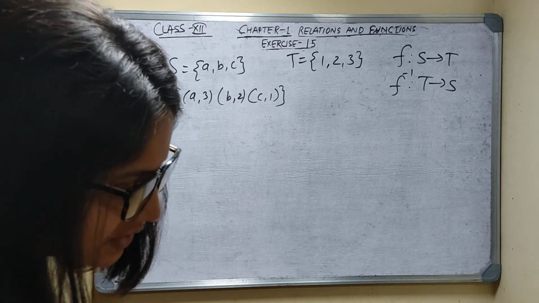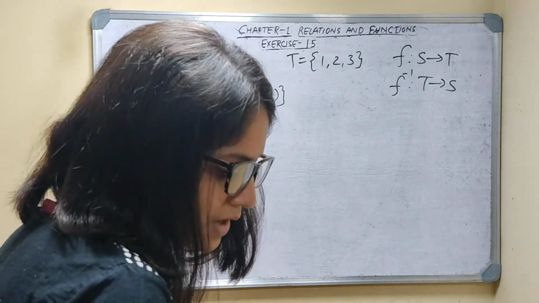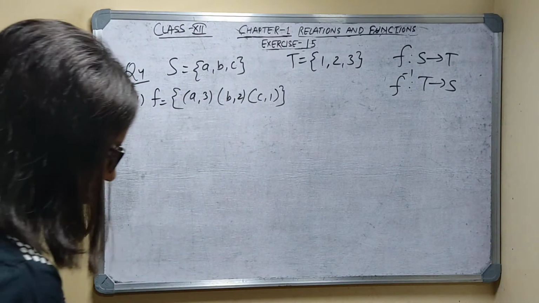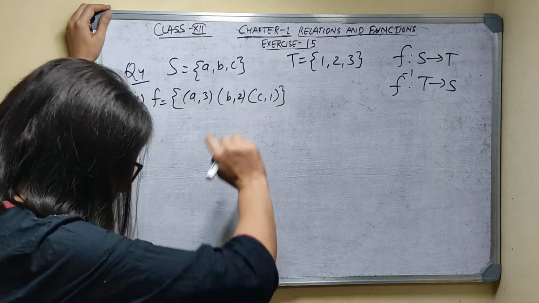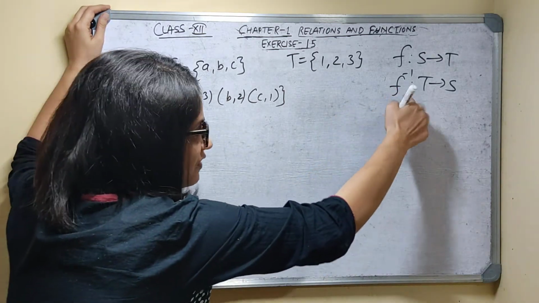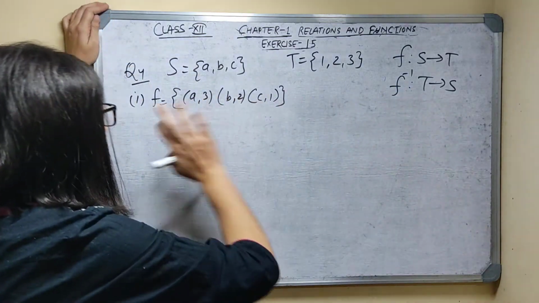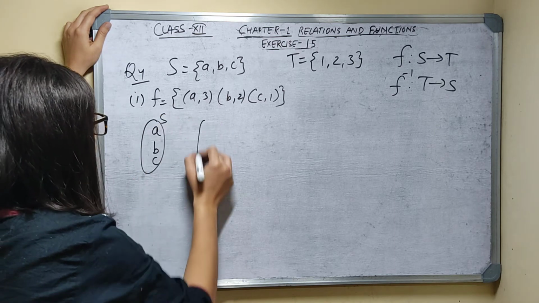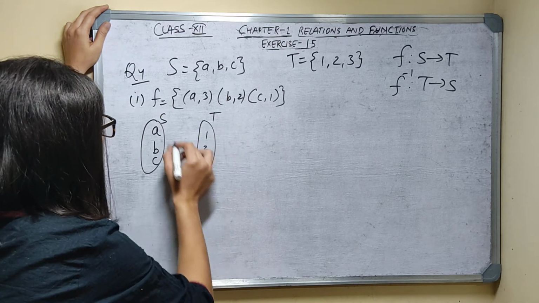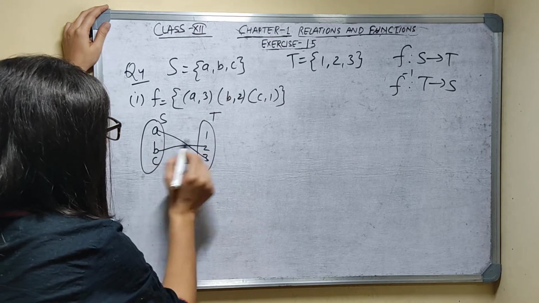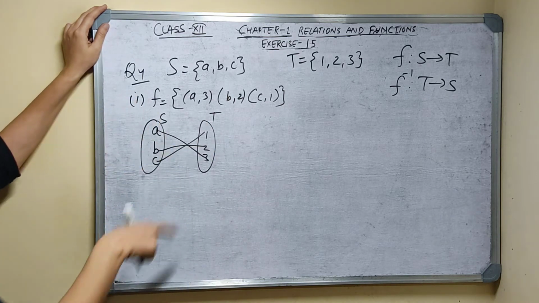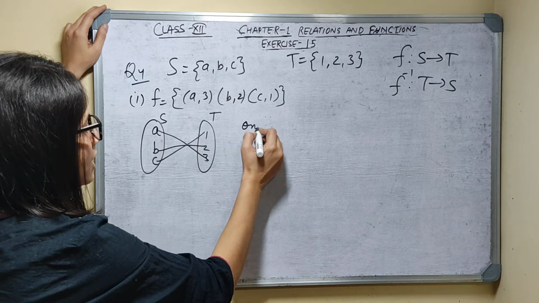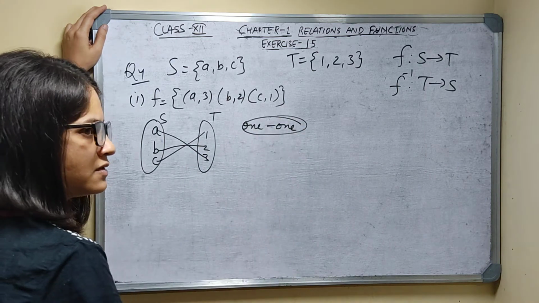Find f inverse of the following functions f from S to T, if it exists. So first I have to check if it exists or not. If it is possible, f inverse will be from T to S. First I will check. A, B, C is the domain S. This is the codomain T: 1, 2, 3. So you can see A is related to 3, B is related to 2, C is related to 1. So distinct elements from the domain A, B, C have distinct images in the codomain. So I can say this is a 1-1 function.